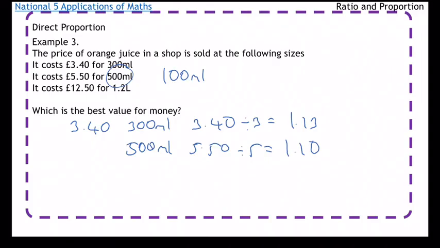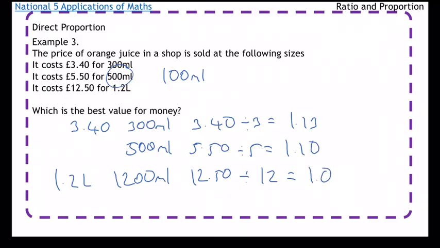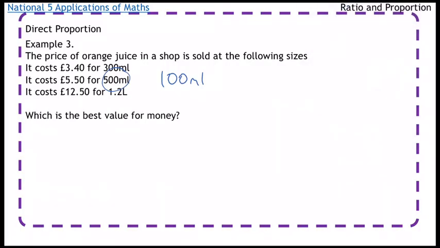The last one is I've got 1.2 litres, so I'm going to change that into millilitres first, which is £12.50. I'm turning 1200 millilitres into 100, so I need to divide it by 12. So divide by 12, which gives me basically 1.04. Okay, so it states which is the best value for money. So let me rub everything out so I can write a sentence.